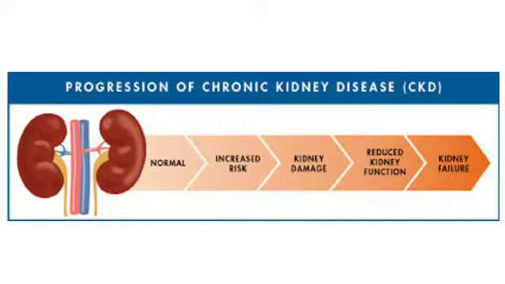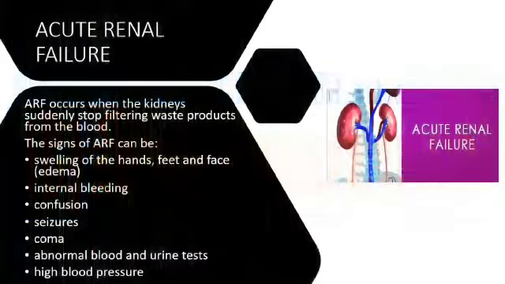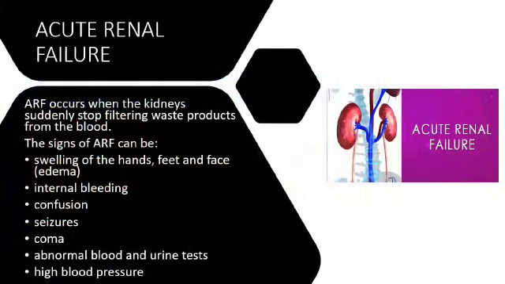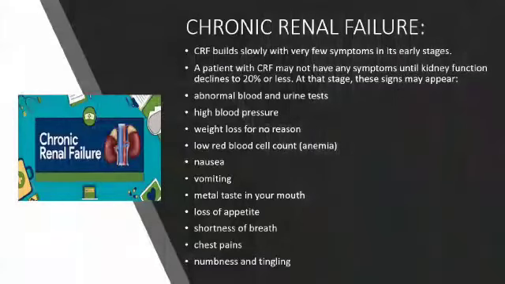So going back to our main topic, which is renal failure, and discussing acute renal failure. In acute renal failure, it occurs when the kidney suddenly stops filtering waste products from the blood. The signs are edema of hand, feet and face, means the hand, feet and face start to swell. The other signs are internal bleeding, confusion, seizures, coma, abnormal blood and urine tests, and high blood pressure. While in chronic renal failure, there are different symptoms which we will see now.